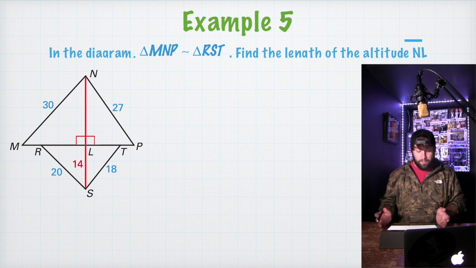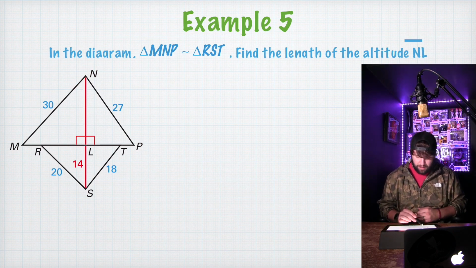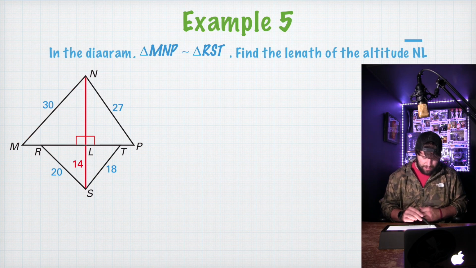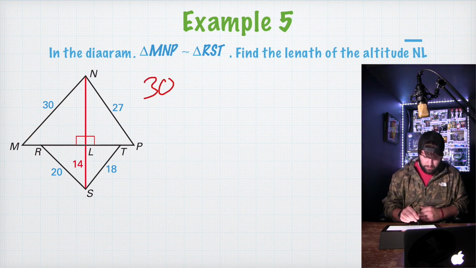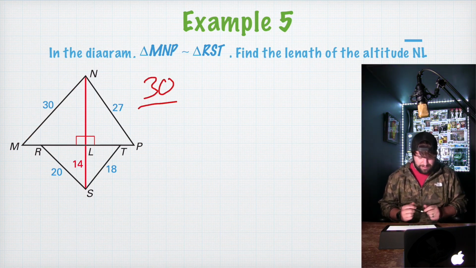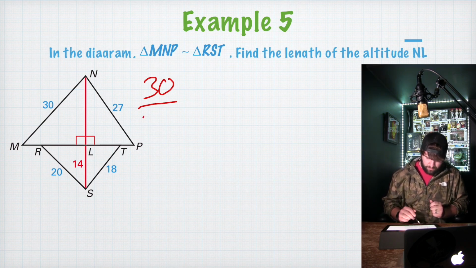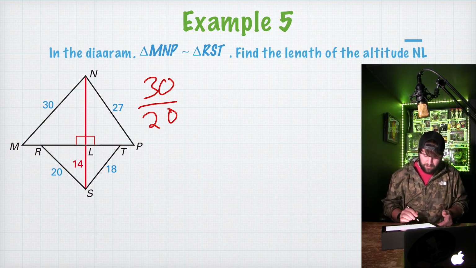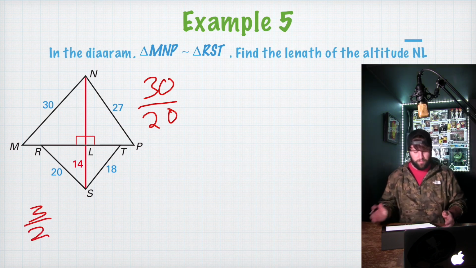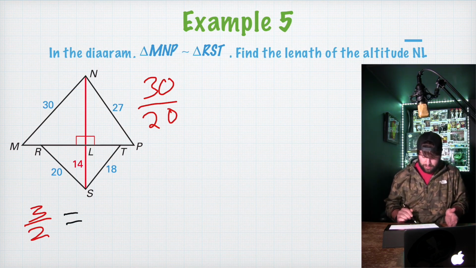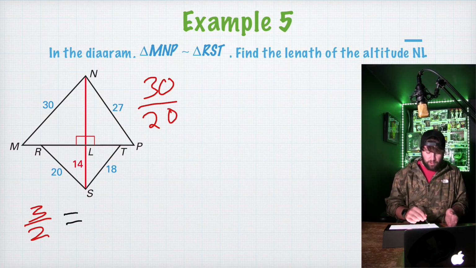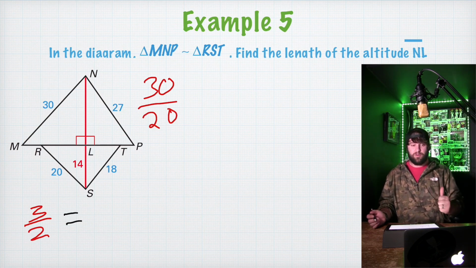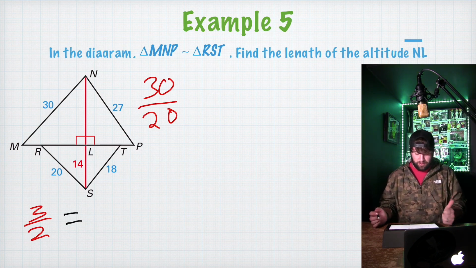We don't know that, but we do know that MN, let's just pick MN, is 30, and RS right here is 20. Okay, we know those two sides are similar, which makes them proportional. That's going to reduce down to 3/2. I'm going to write that right here, 3/2. Now we can make a proportion using that, and we know that the altitudes are also going to be similar from the corresponding lengths in similar polygons that we just learned.